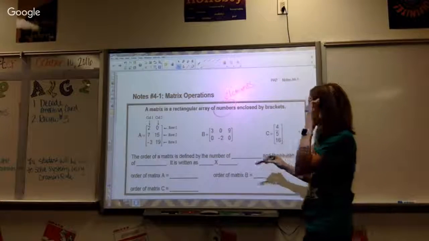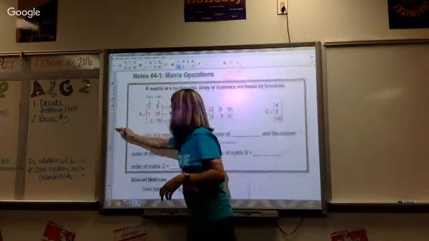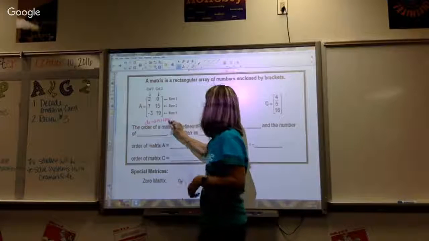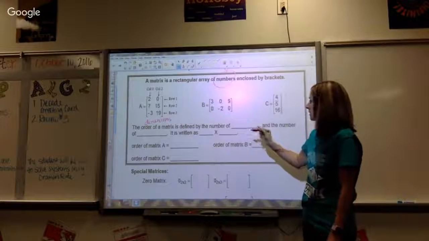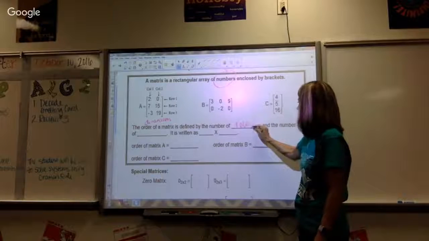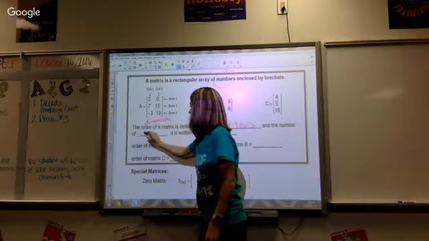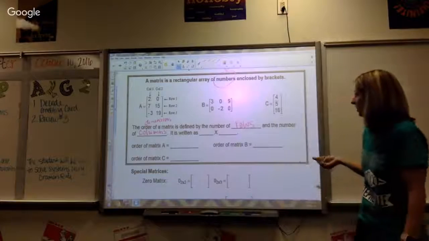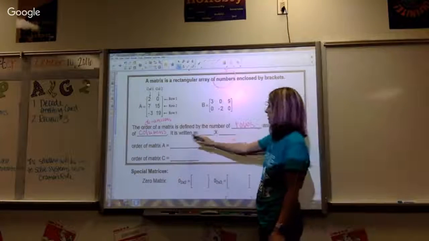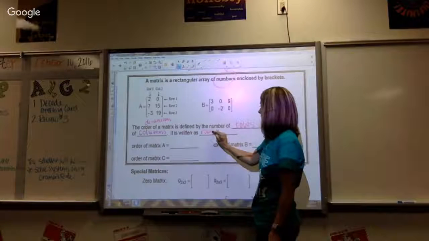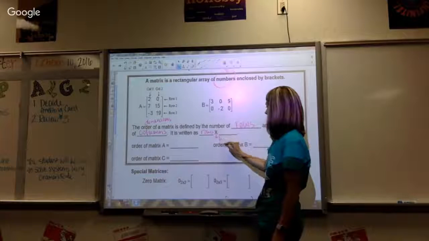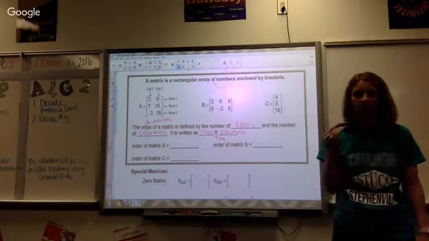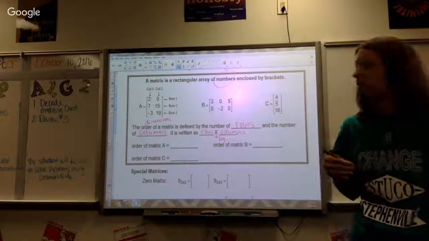So it says the order of a matrix. The order is the same thing as the dimensions. Are defined by the number of rows and the number of columns. So that's how you find your order. The order that you write it in, it says it's written as rows by columns. So you're always finding out how many rows you have and then how many columns you have.